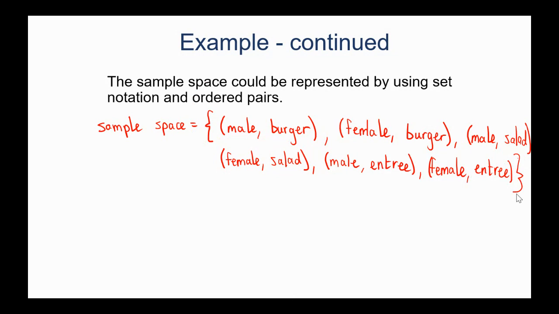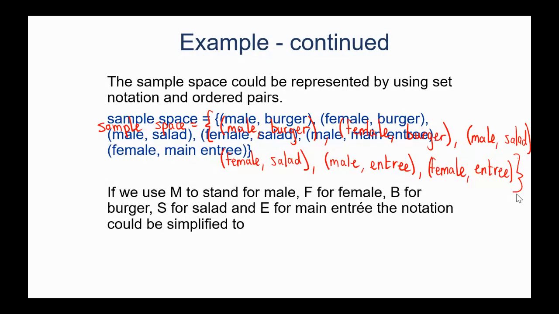Now, even then, that's shorter than writing 6 sentences, but it's still a good bit of stuff to write. So what if we said M stands for male, F stands for female, B stands for burger, S for salad, and E for main entree? If we said that, we could simplify this even further. Instead of saying male burger, we could just say MB. We don't have to put a comma. We don't have to put parentheses. It's MB, male burger.